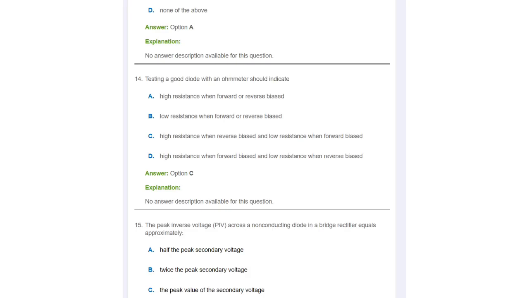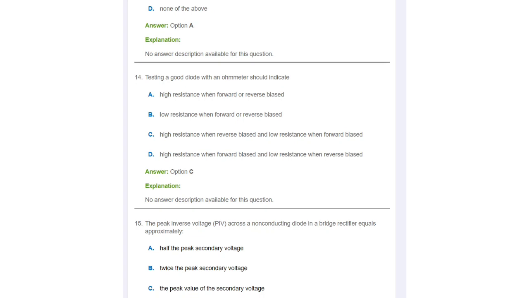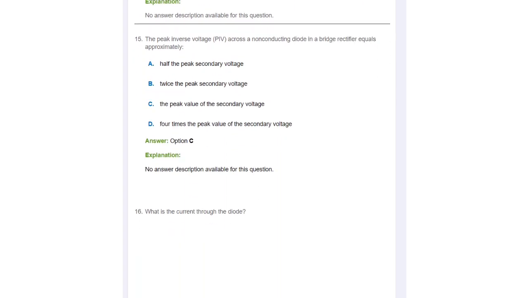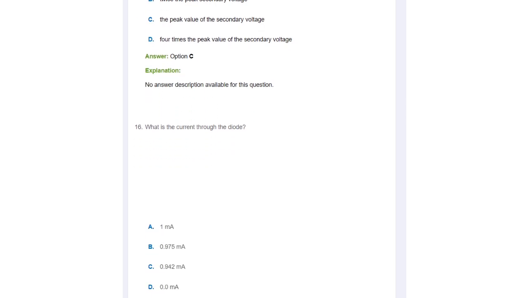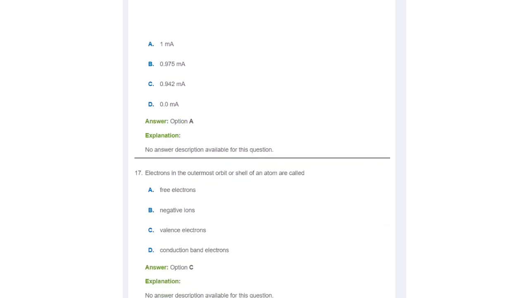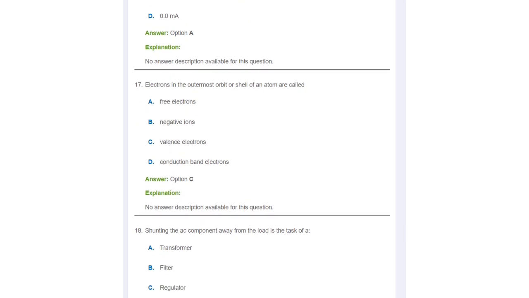Testing a good diode with an ohm meter should indicate what? High resistance when reverse bias and low resistance when forward bias. Question number 15: the peak inverse voltage, that is PIV, across a non-conducting diode in a bridge rectifier equals approximately the peak value of secondary voltage, that is C is the answer. What is the current through the diode? 1 milliampere, it is the current through the diode.